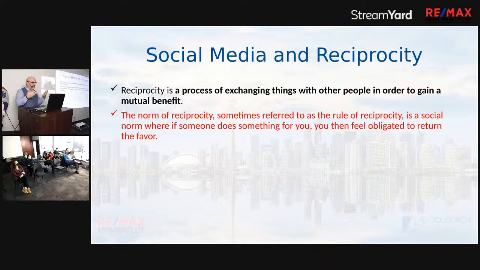Somebody else said that. I guess Zig Ziglar said that. If you do enough things for other people, you will get what you need. Okay? If you help them reach what they need, you will get what you need. The norm of reciprocity, sometimes referred to as the rule of reciprocity, is a social norm where if someone does something for you, you then feel obligated to return the favor.